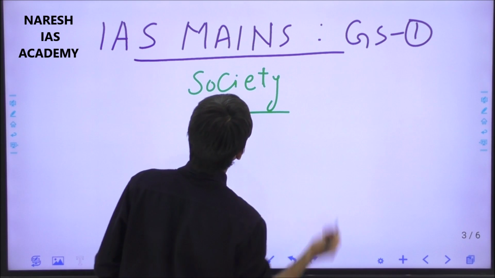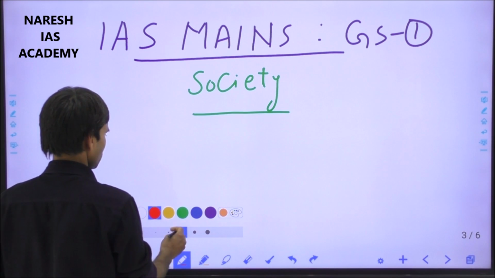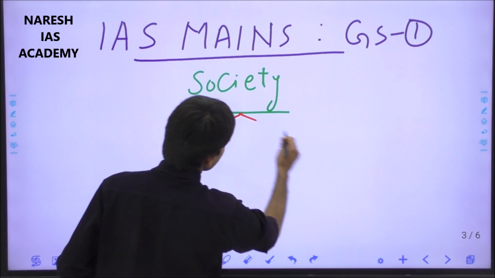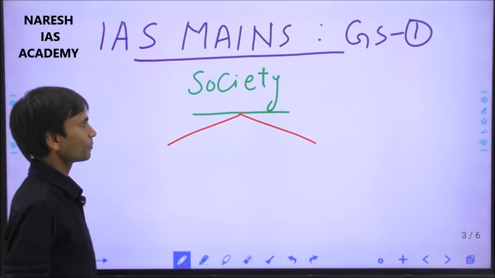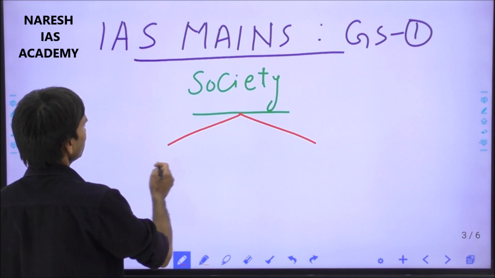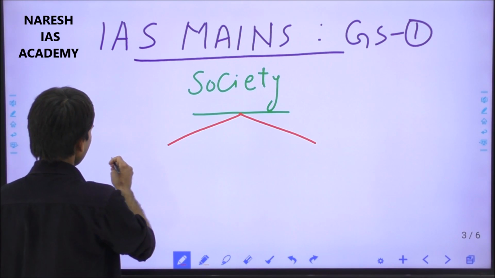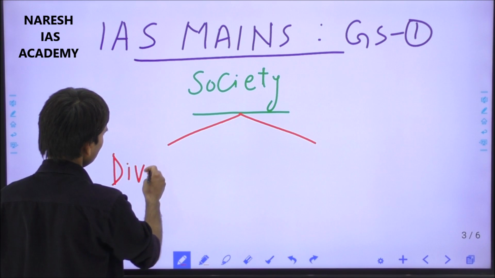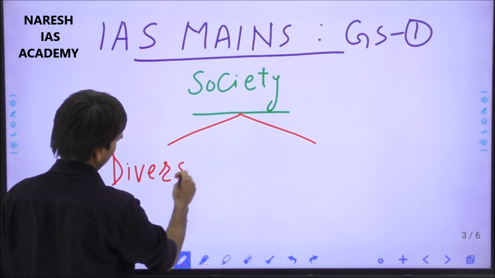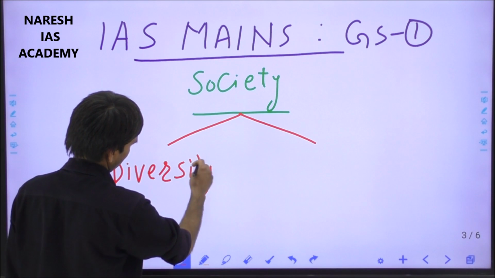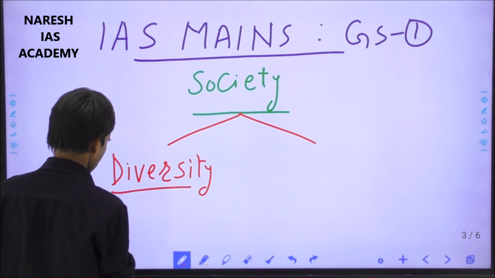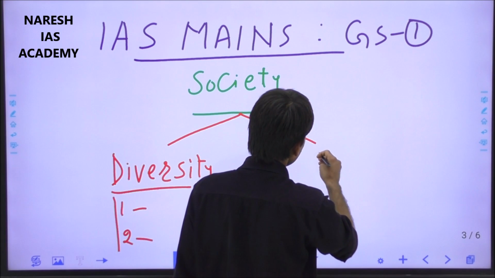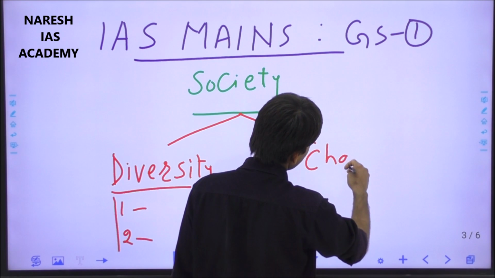Indian society, an important topic. UPSC is generally asking one or more questions from the topic annually. Of the society, first of all, I will discuss one aspect, diversity. And second, emerging challenges or threats.